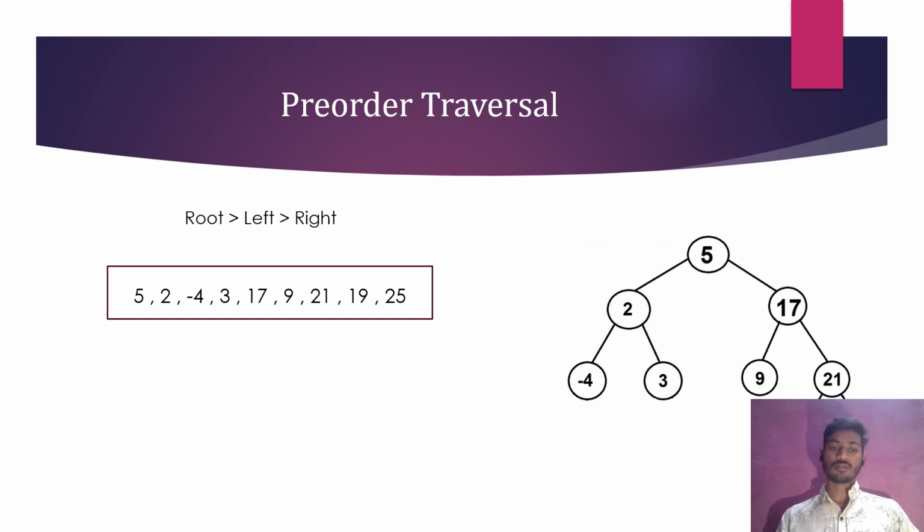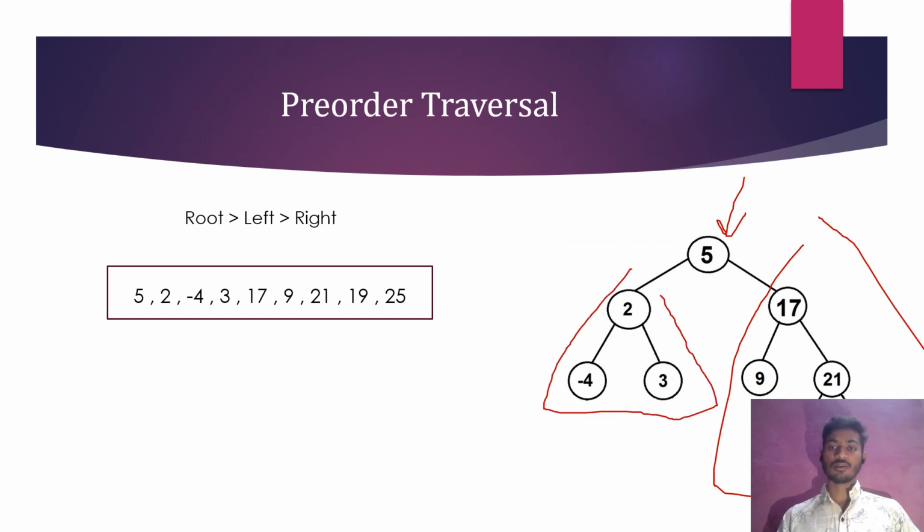Here 5 is the root node, and this is the left subtree, and this is the right subtree. Here first we have to visit the root node, so first 5 is added to the pre-order traversal. Next we have to traverse left.